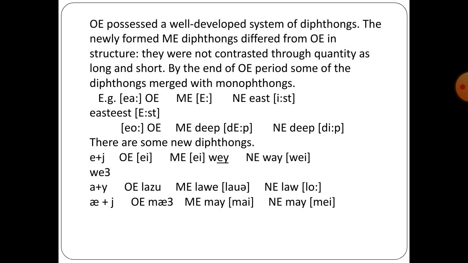New English, east. And in Old English EO, and in Middle English E, deep; deep in New English. And there are some new diphthongs: EJ in Old English, A, and in Middle English also A, and in New English, way. And look at the other examples.